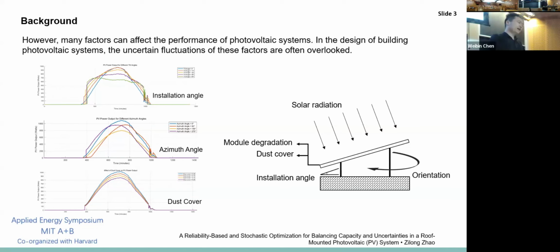To have a general big picture of how those factors affect the PV power output, we conducted a few parameter analyses, including the installation angle ranging from 0 to 60 degrees, the azimuth angle, and dust cover. The variation can be over 60% in some cases, just for information. And when you change the azimuth angle to different directions from 0 to 270, the difference is also enormous. And also the dust cover and solar radiation.